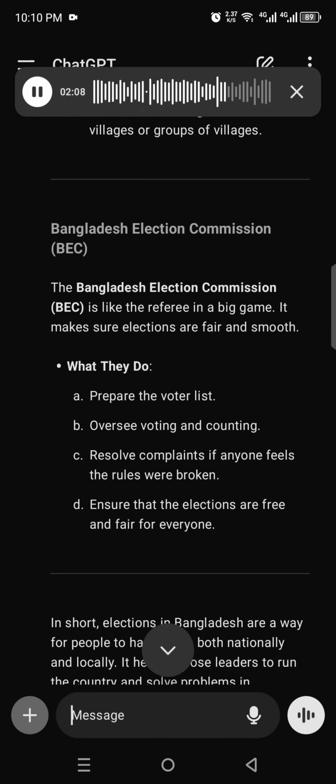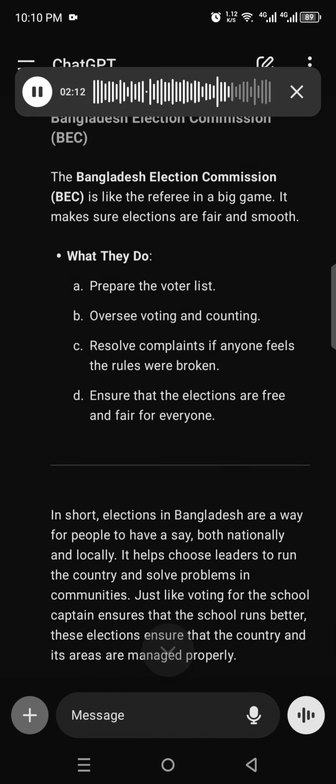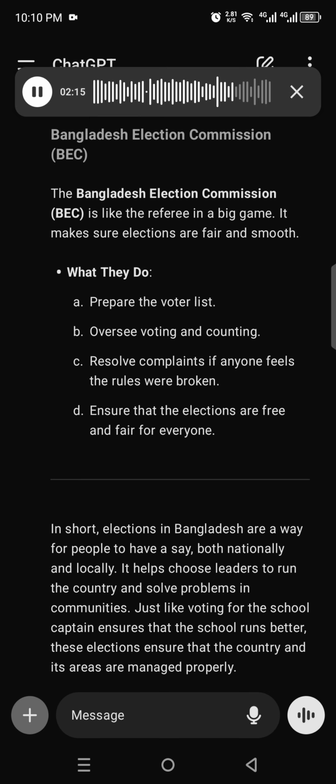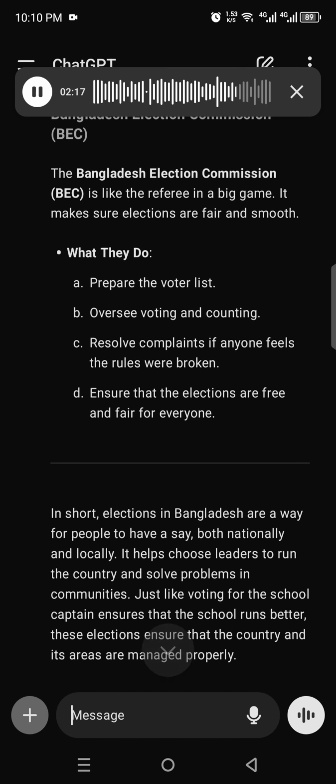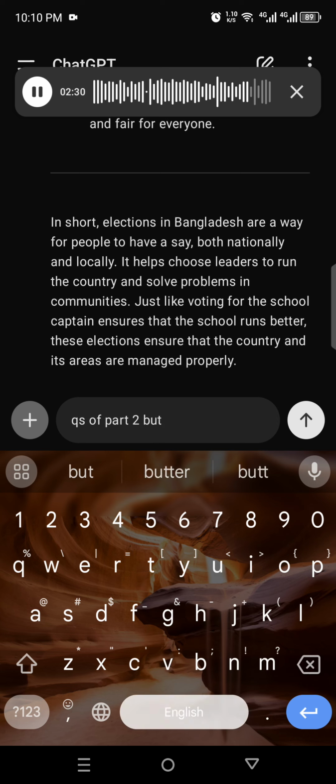Bangladesh Election Commission, BEC. The Bangladesh Election Commission is like the referee in a big game. It makes sure elections are fair and smooth. What they do: 1. Prepare the voter list. 2. Oversee voting and counting. 3. Resolve complaints if anyone feels the rules were broken. 4. Ensure that the elections are free and fair for everyone.